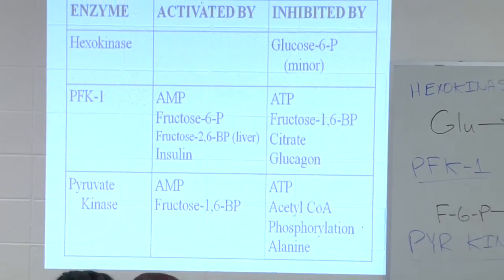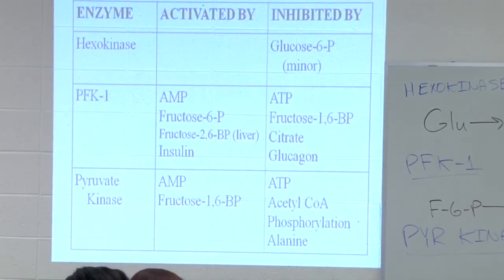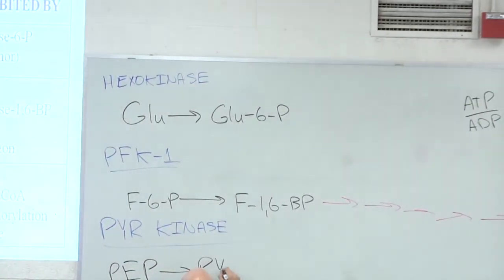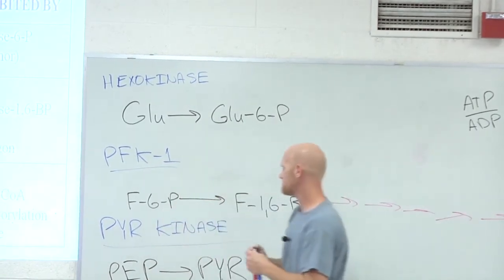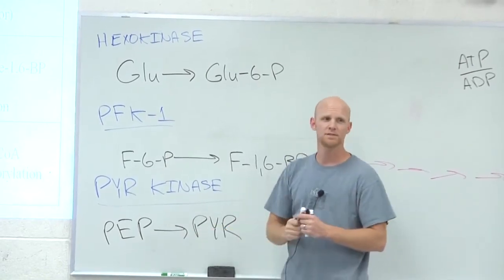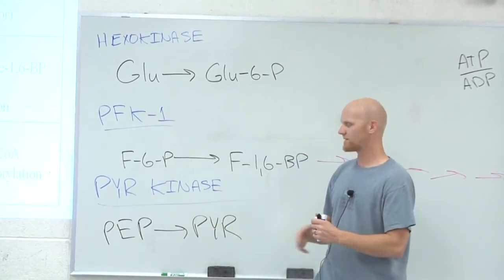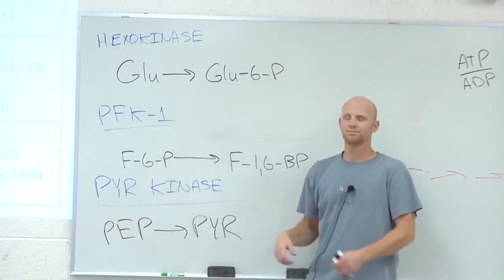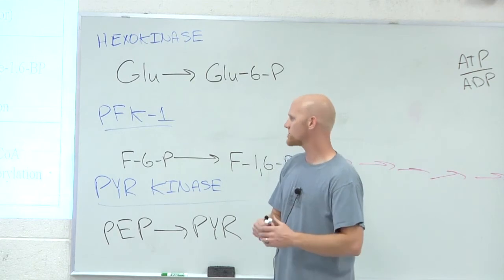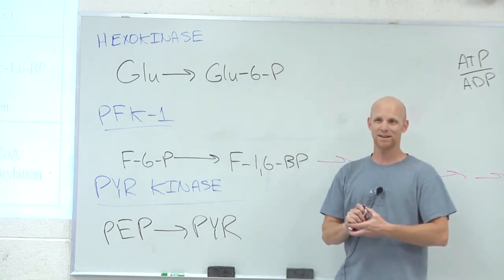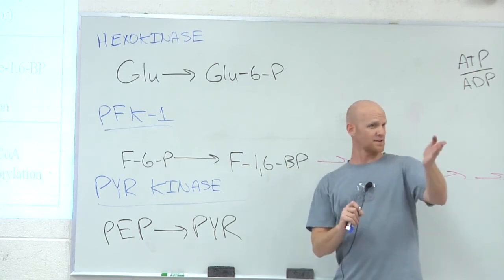So pyruvate kinase, what reaction does it catalyze again? Good, turns phosphoenolpyruvate into pyruvate. Cool, let's look at its activators. Who activates this? AMP, does that make sense? Yeah, AMP, low energy, then yeah, let's keep glycolysis moving. Okay, so fructose 1,6-bisphosphate also activates it. Does that make sense? How does that make sense? It does.